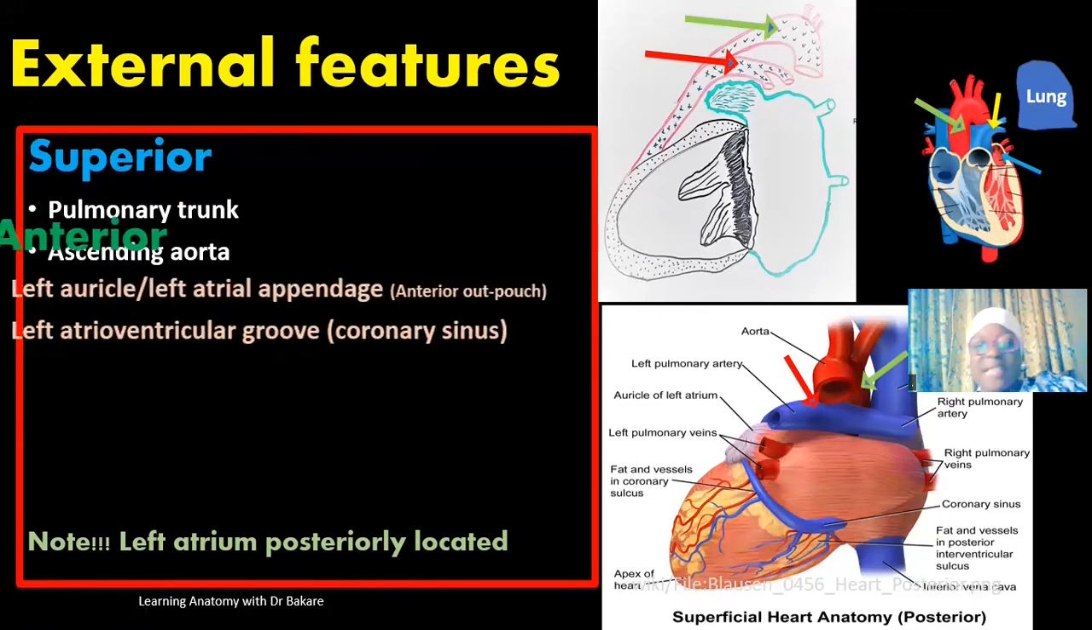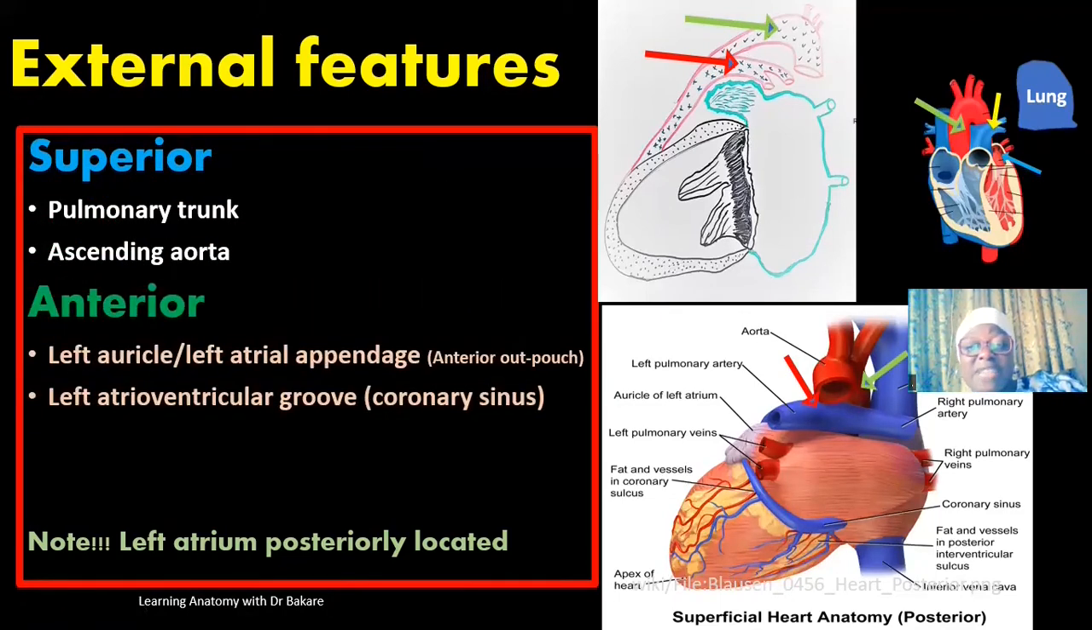So going further, at the anterior region of the left atrium, which means at the front, what are the structures that we see? The first structure that we see is the left auricle. Remember our lecture on the right atrium where we talked about the right auricle, which is an out pouch that is seen to extend in the anterior part of the right atrium. So also we have in the left atrium. The left atrium also presents an out pouch.